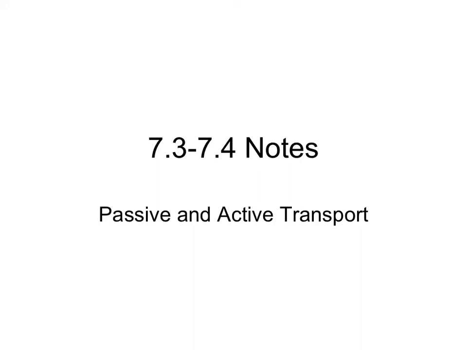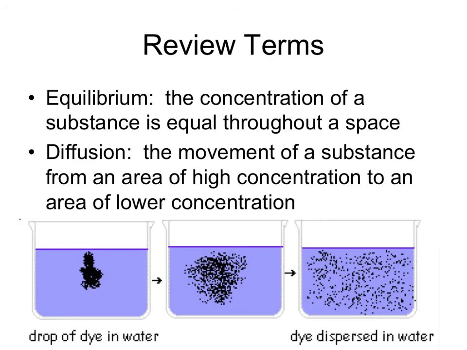In this lecture, we're going to talk about passive and active transport across the cell membrane. To review, equilibrium is when the concentration of a substance is equal throughout a space. So in this diagram, for example, you can see that by the time you get to the third beaker, you've reached equilibrium. It got there through diffusion, which is the movement of a substance from an area of high concentration to an area of lower concentration.